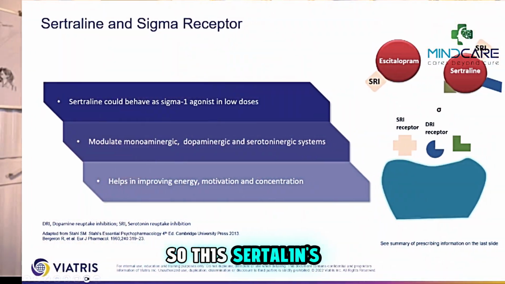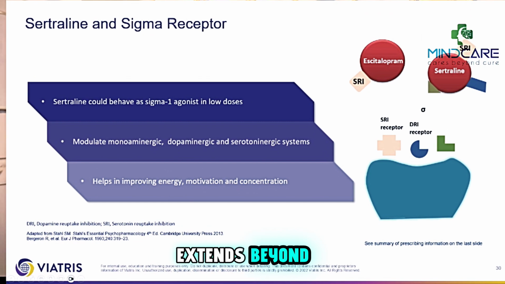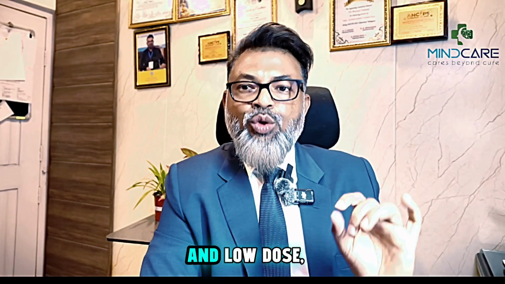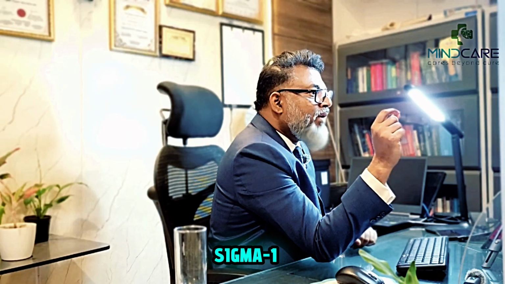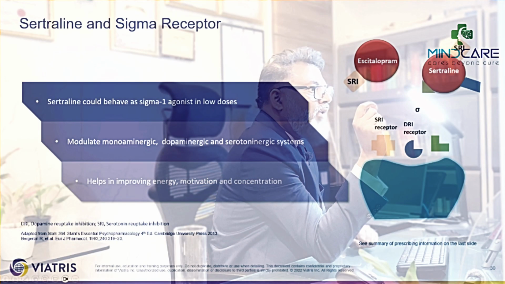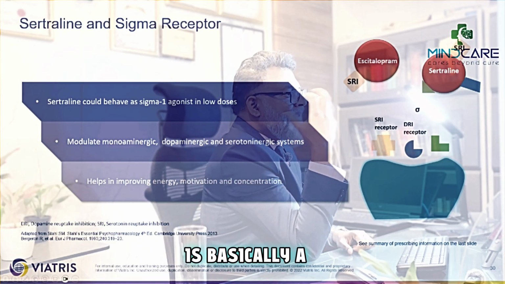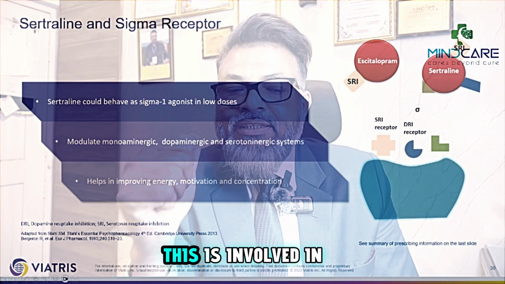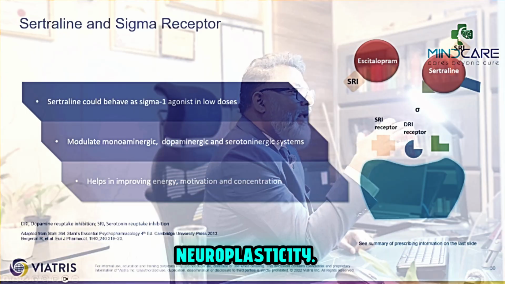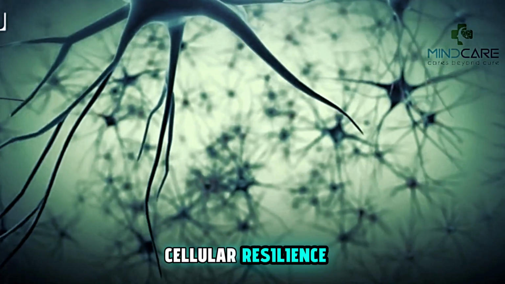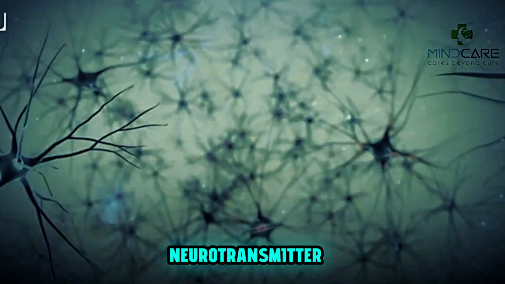Sertraline's pharmacological profile extends beyond serotonin reuptake inhibition, and at low doses it can act as a sigma-1 receptor agonist. The sigma-1 receptor is a chaperone protein involved in neuroplasticity, that is, cellular resilience and modulation of neurotransmitter systems.